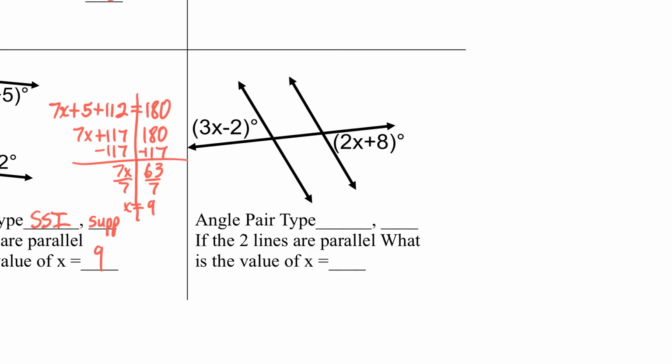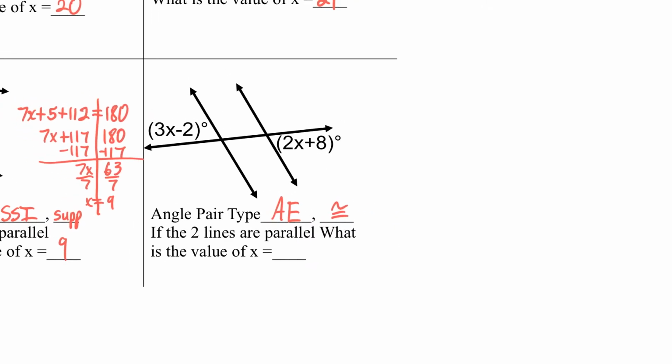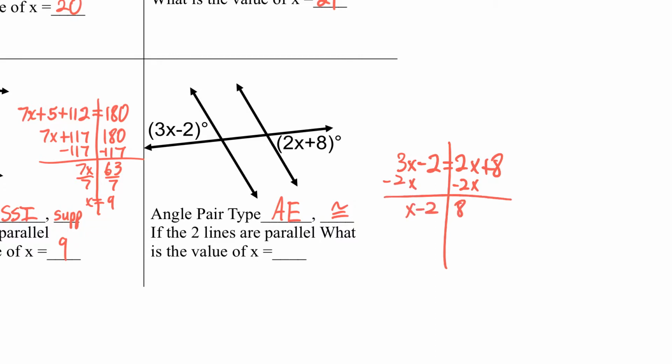What are these? Alternate exterior. These are alternate exterior, and if the lines are parallel, what do I know about those two angles? They're congruent to each other. So 3x minus 2 equals 2x plus 8. So x should equal 10.